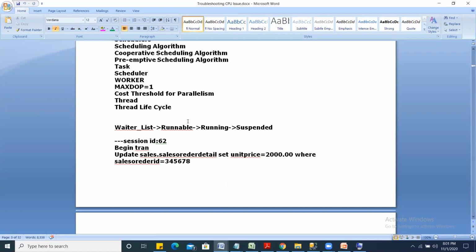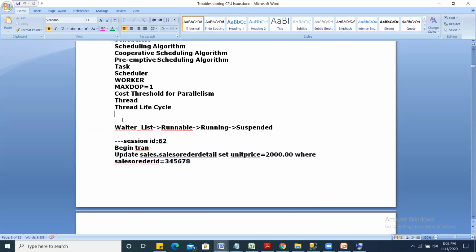So say for example, this is my query. This is my update query where I'm updating the unit price column value. Considering that it's a serial plan, a single thread was generated for this. It came under the scheduler.